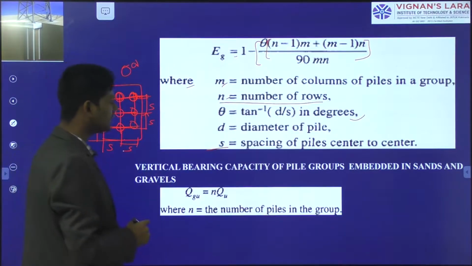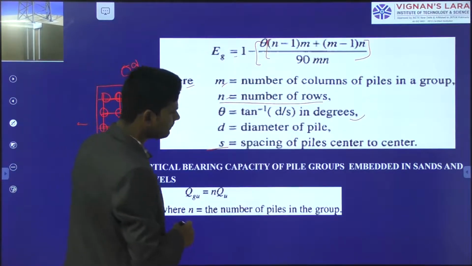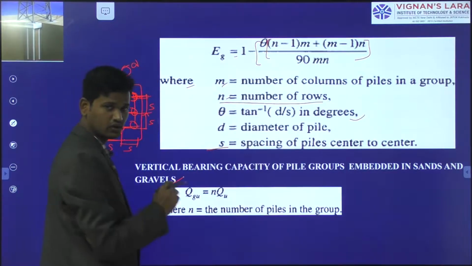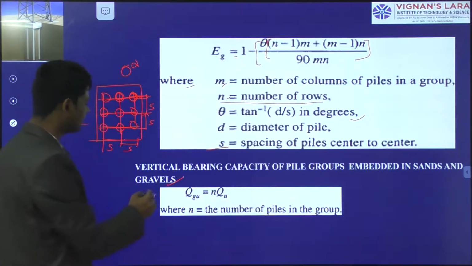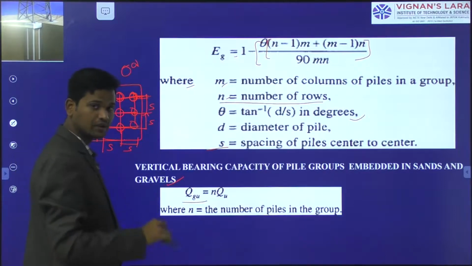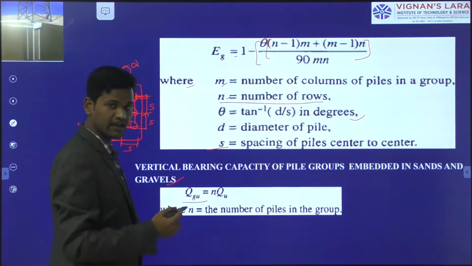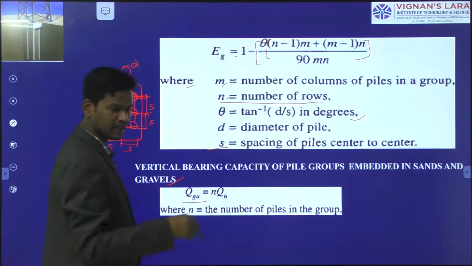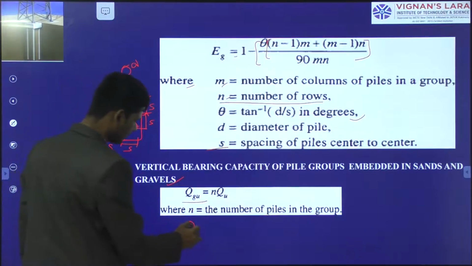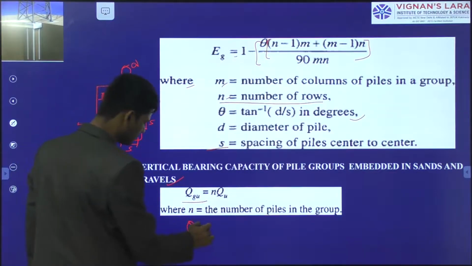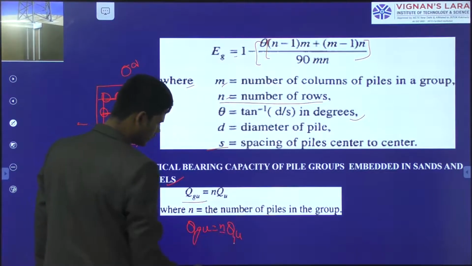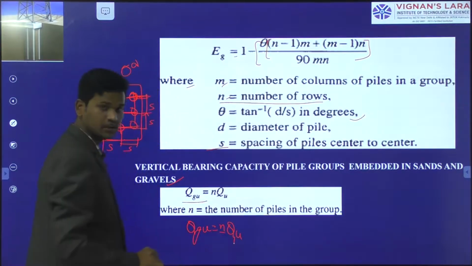Again, the vertical bearing capacity of pile groups embedded in sands and gravels can be calculated by using this formula. The load carrying capacity in gravel and sand can be calculated by this formula, where QGU is the ultimate load carrying capacity, obtained by calculating the individual load carrying capacity of the single pile. QGU equals n into QU, where n is the number of piles and QU is the load carrying capacity of the individual pile.